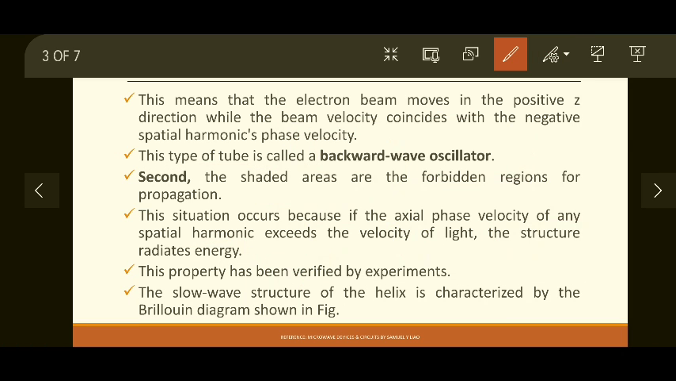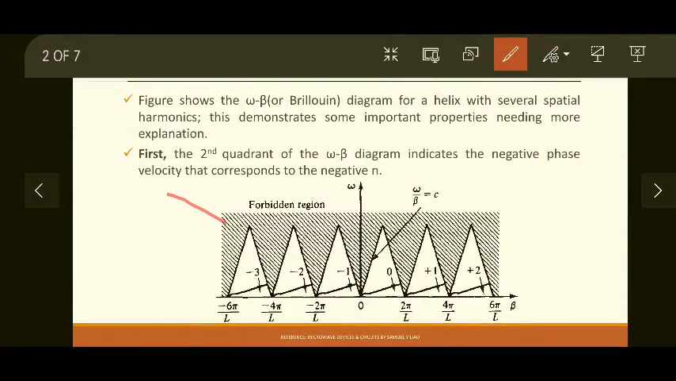How it is constructed, we will see later on in the upcoming videos. The second observation about this diagram is that the shaded areas shown over there are forbidden regions for the propagation. So as you can see, these are the shaded areas. Why are these forbidden regions?